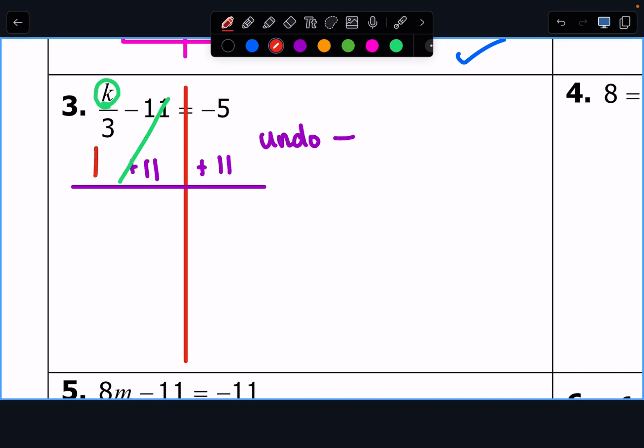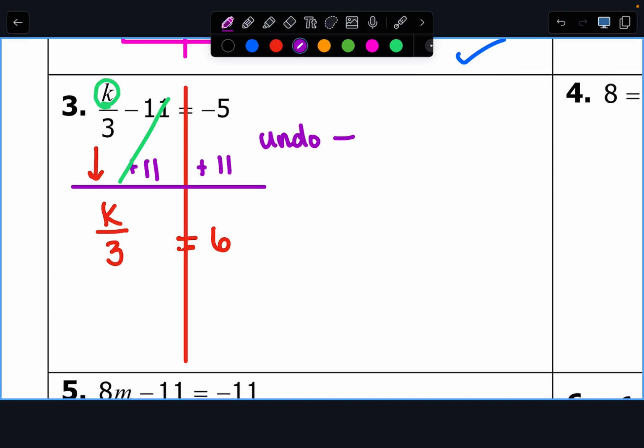So I'm going to bring down, we still have K over 3. Okay, Eddie and Charles, we're up here. Negative 5 plus 11. I mean 6. Positive 6.